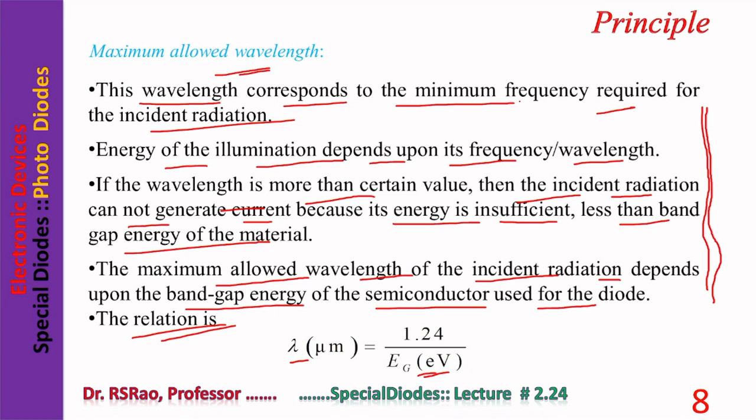The important point regarding photodiodes is that the incident radiation should have a certain minimum frequency. If frequency is less than that minimum, then it cannot generate current in the diode. The minimum frequency of the incident radiation is related to band gap energy of the semiconductor material with which the photodiode is fabricated. That relation is given by lambda equal to 1.24 by Eg. Here lambda is the maximum allowed wavelength. The wavelength of the incident radiation should not be more than this. If it is more, then it cannot excite current in the diode.